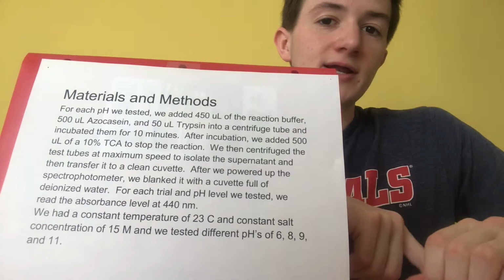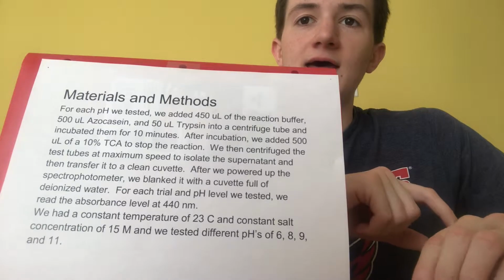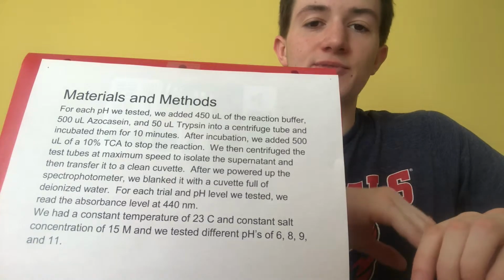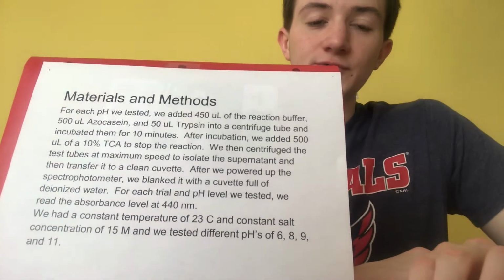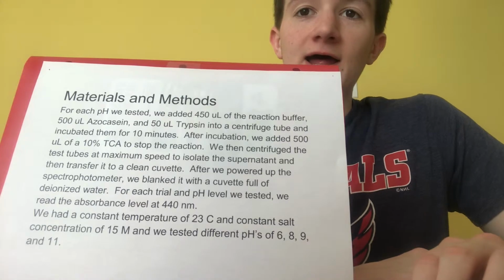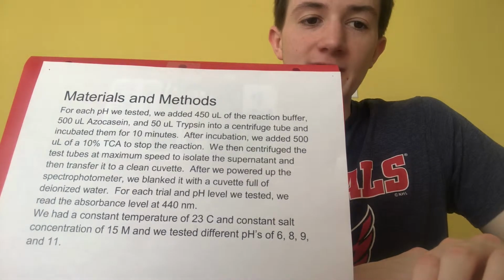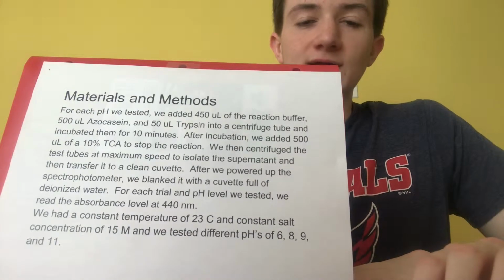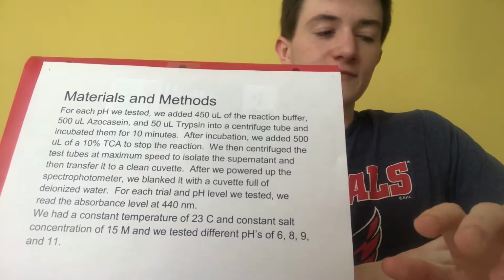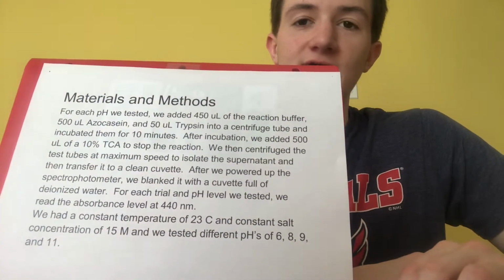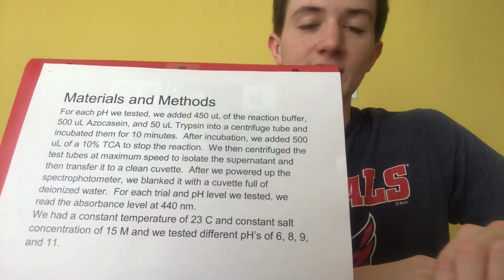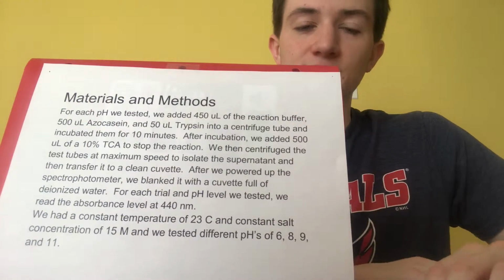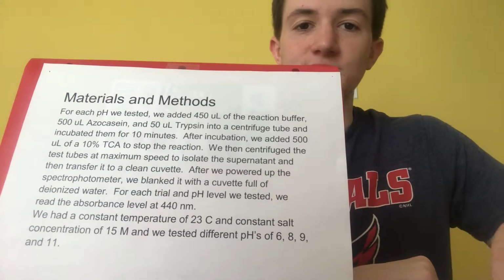We then incubated them for 10 minutes, and then we added 500 microliters of the TCA into each to stop the reaction from happening. We then centrifuged the tubes for 2 minutes at max speed, and then we blanked the spectrophotometer with water, and then we tested the absorbance of each of our trials, and we read it at the 440 nanometer level. We centrifuged the reactions after adding TCA to remove any undigested substrate and make that into a pellet, and then that way we're left with the supernatant, and that's what we read the absorbance of.